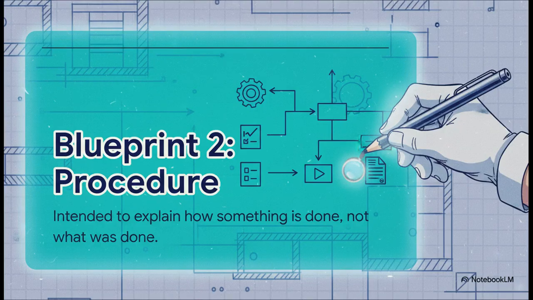All right, next up is blueprint number 2, the procedure. Its entire reason for being is to explain how something is done. We're talking recipes, instruction manuals, the whole shebang. It's not about what was done in the past, it's about what you can do right now.